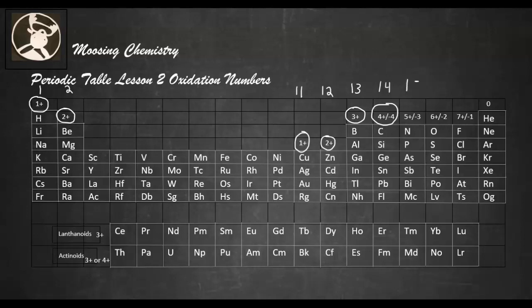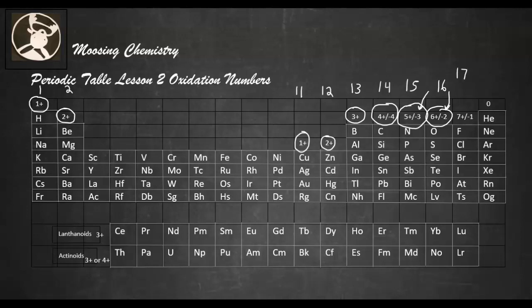Group 15, that's nitrogen's group. It will either give up 5 valence electrons or take on 3 valence electrons. And normally, it's probably where they take on 3 valence electrons. Group 16 will give up either 6 valence electrons or take on 2 valence electrons. And normally, it's probably going to be the -2 charge.